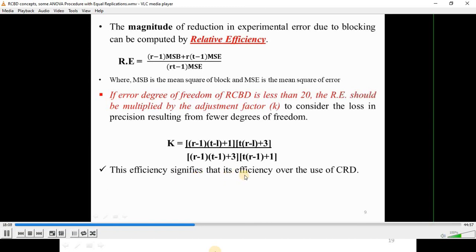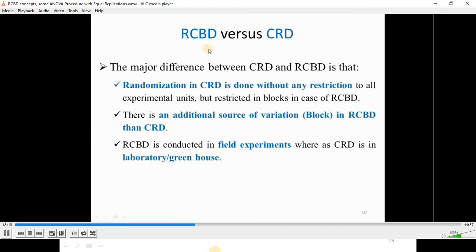use of CRD. When we compare the RCBD with CRD, the major difference between CRD and RCBD is that randomization in CRD is done without any restriction across all experimental units, but restricted in blocks. In case of RCBD, we have seen that every treatment is randomized in every block. That means if we have 5 treatments, each of the 5 treatments shall be randomized in one block, and additionally another randomization is applied in the next block.